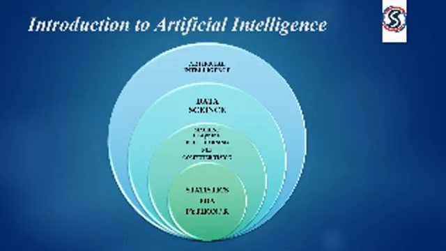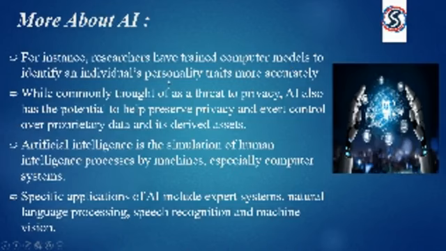Now if we talk more about AI, it's the same thing. For instance, researchers have trained computer models to identify an individual's personality traits more accurately, right? The specific applications that I have now told you, like natural language processing, speech recognition, machine vision, are all included in AI only. Artificial intelligence is the simulation of the human intelligence process by machines, especially computer systems. Okay, it also has the potential to help preserve privacy and to exert control over proprietary data and its derived assets.